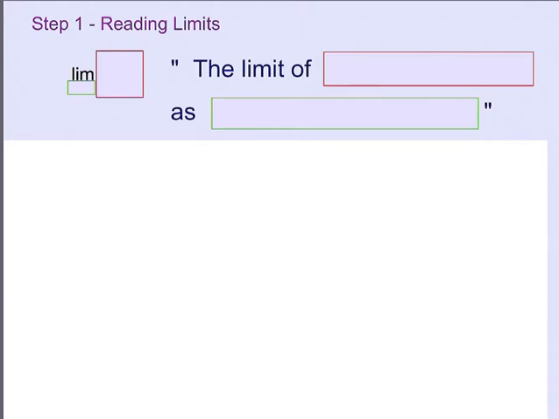In this video, I'm going to give you a quick introduction to the idea of a limit. And the good thing about limits is that they are pretty intuitive. So first off, we have to be able to read a limit. There are two parts to the notation. The first is that red box and the second is that green box.